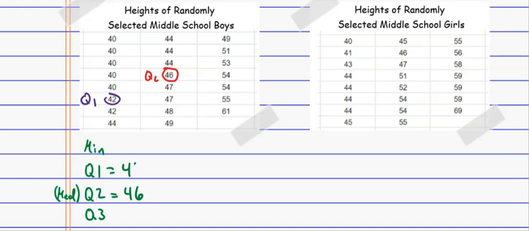Messing up my color scheme here, okay? And then the third quartile, do the same thing, but I do that for the second half of the data. If I do that for the second half of the data, I'm going to find it's this one, which is Q3. Again, I count up those data values. There's 11 in the second half of the data, so I'll go to the sixth one. 1, 2, 3, 4, 5, 6. Okay, and so that's my third quartile.